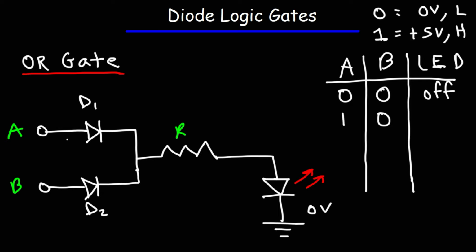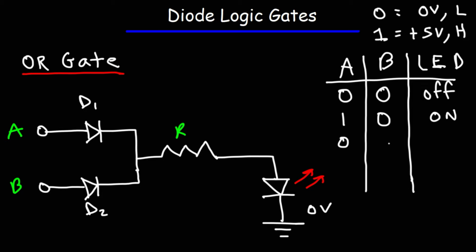Now what if there's a 1 at A and a 0 at B? So A is on, B is off. So the potential at A is going to be 5 volts, at B 0 volts. So no current will flow through D2 because the potential is the same here. However, we're going to have a current flowing through D1 because current flows from high potential to low potential. As the current flows through D1, it's going to flow through the resistor and then through the LED, turning it on. So in this case, if A is 1 and B is 0, the LED will be on.